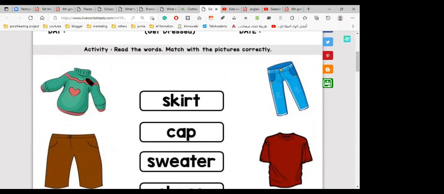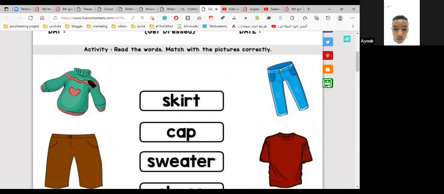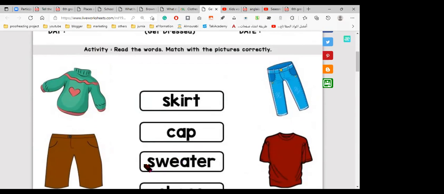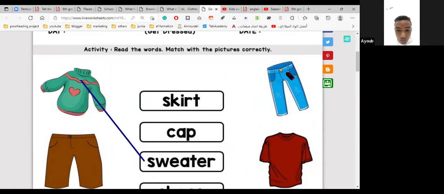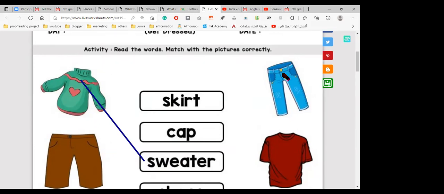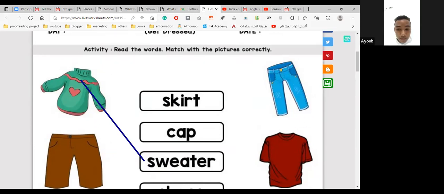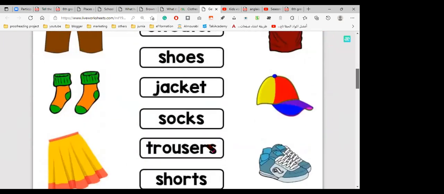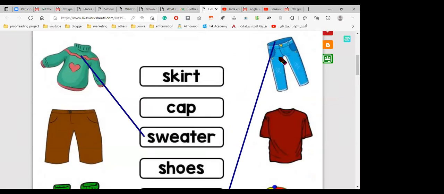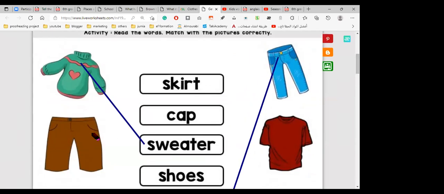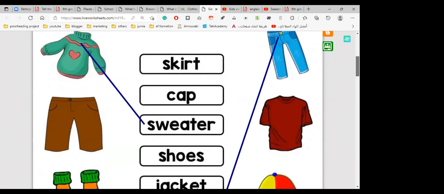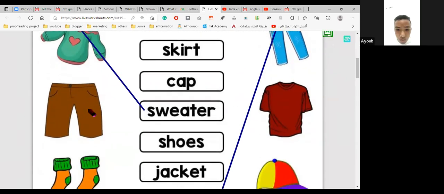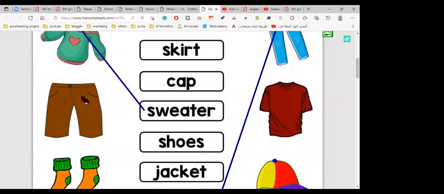What's the name of number one in green here? Sweater. Yes, it's a sweater. This one we call sweater. Okay, next one, number two in blue. Trousers. Very good, trousers. Here in brown, what's the brown? Shoe. On the left in brown, this one. Shoe.